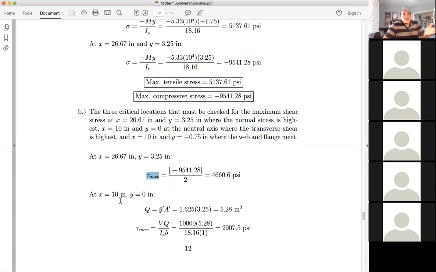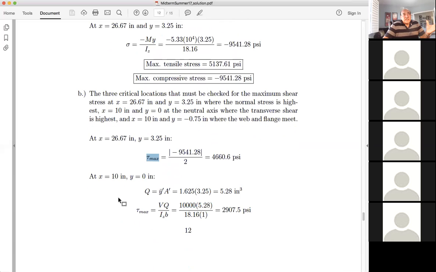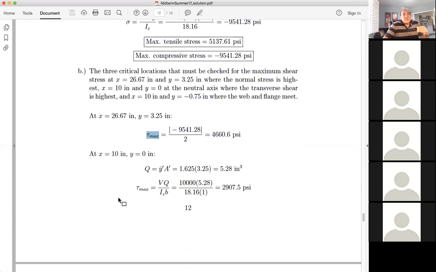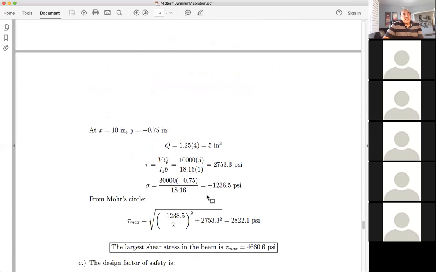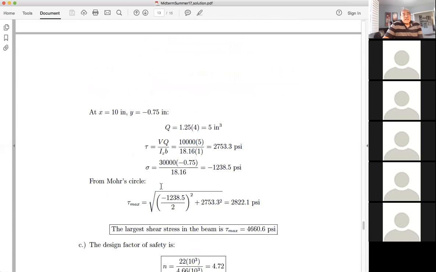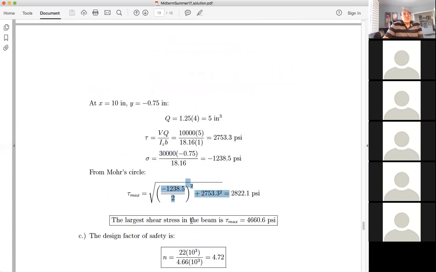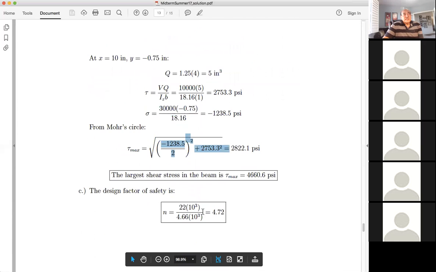Now I shift to x equals 10, and there I have to check two locations. One is the flange-web intersection, and the other one is at the centroid. So I do VQ over IB, and I compare the maximum at these locations. When I do that, I have to combine the bending moment effect in a Mohr circle type calculation to determine the largest shear, and that gives us the factor of safety.